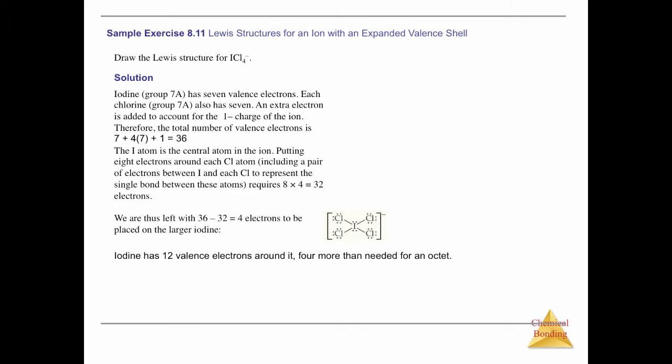The iodine atom is the central atom in the ion. Putting 8 electrons around each chlorine atom, including a pair of electrons between iodine and each chlorine to represent the single bond between these atoms, requires only 32 electrons. Thus, we're left with 4 electrons to be placed on the larger iodine. Iodine has 12 valence electrons around it, 4 more than are needed for an octet.